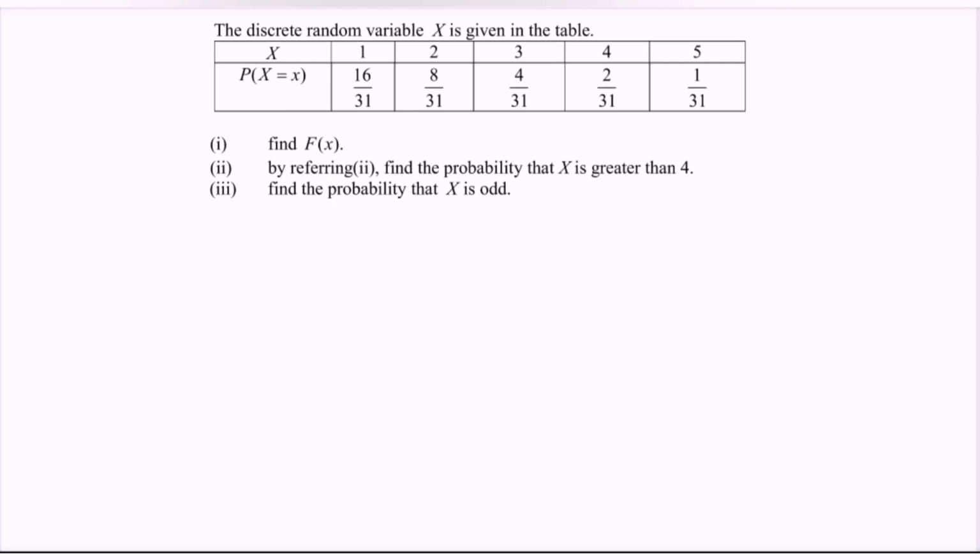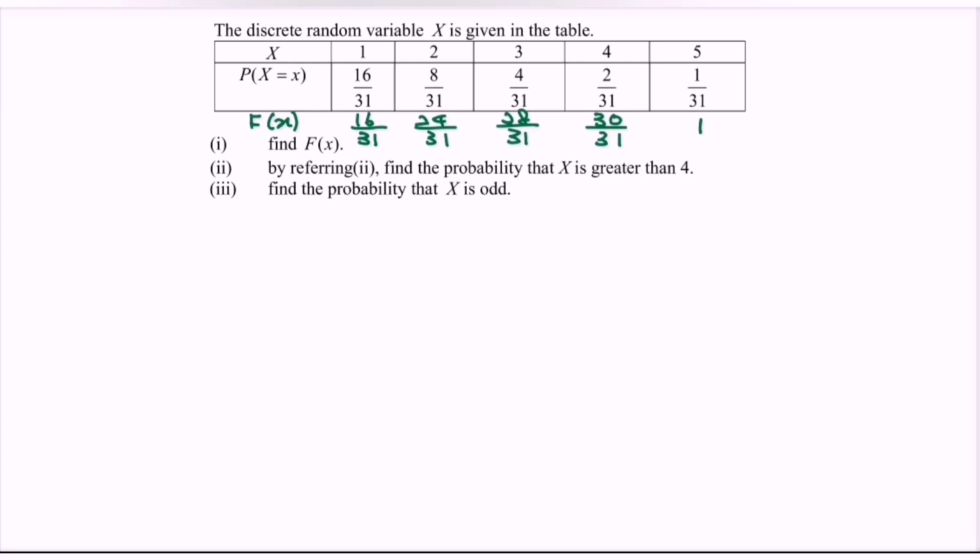Next, the discrete variable x is given in the table. So here we have the situation. Find the cumulative distribution function, where we have the capital F(x). Kindly refer to the situation. Here we have the F(x), which means that we have to sum up the probabilities. The first one will be 16 over 31, followed by 24 over 31. Continue, we have 28 over 31, and then 30 over 31, and finally we have 1.